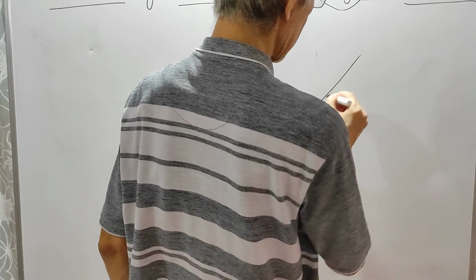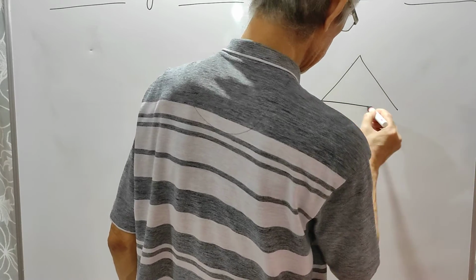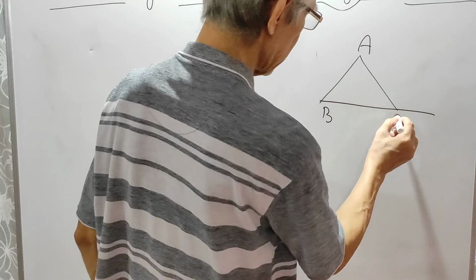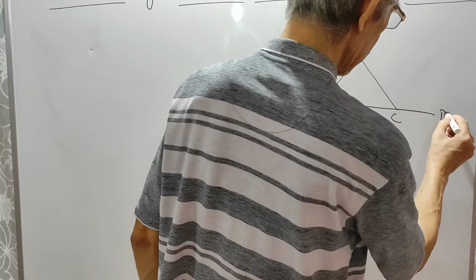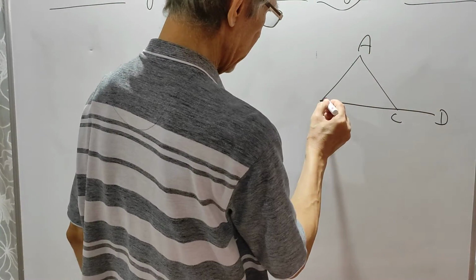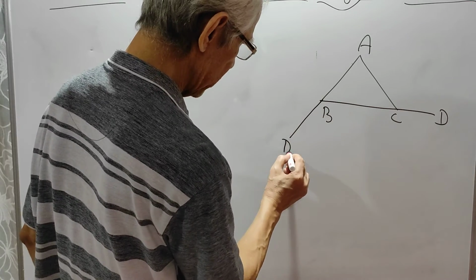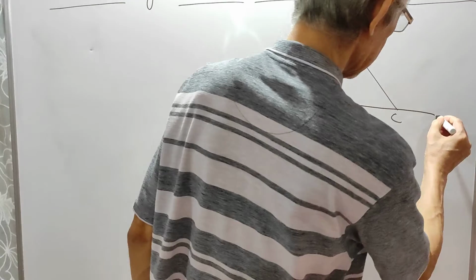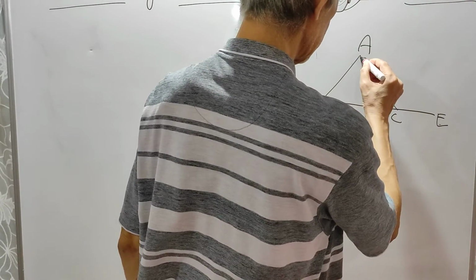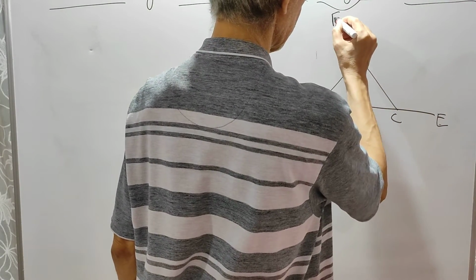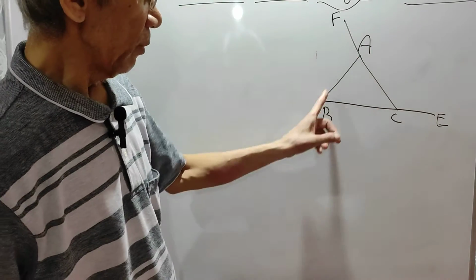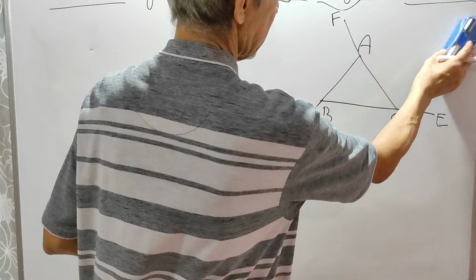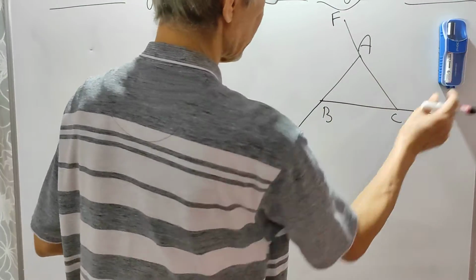Yes, now this is a triangle. ABC is a triangle. BC is produced to D. AB is produced to D. BC is produced to E. And CA is produced to F. So ABC is a triangle.